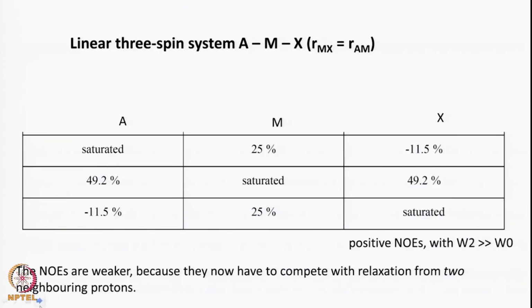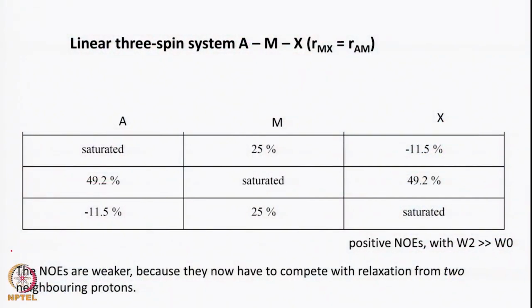Now let us take a linear combination of 3 spins A, M, X. Here we are seeing the distance between M to X and A to M is the same. So if we are saturating A, what is happening? We saturated A by applying an RF pulse, and M and X have their population changed and they are undergoing relaxation now. So both of these are competing mechanisms for the relaxation. They have to compete for two neighboring protons, and therefore that NOE enhancement will be distributed.